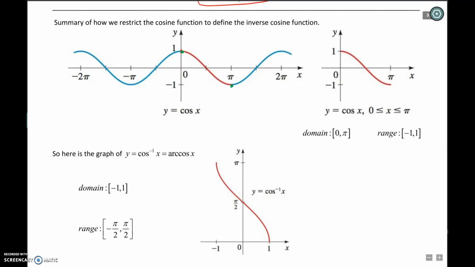So for the restricted cosine, the domain is 0 to pi. Range is still negative 1 to 1. And then when I flip these points around, this point 0, 1 becomes 1, 0. This point pi halves, 0 becomes 0, pi halves. And this point pi, negative 1 becomes negative 1, pi. And where this thing is horizontally flat, this graph is vertically flat.